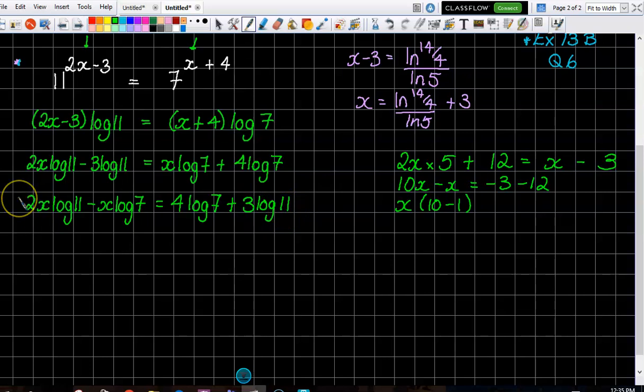So now this one here, we're going to pull out our x as a common factor. So what will go inside my bracket? I pull out the x from here. What am I left with? 2 log 11. I pull out the x from the next term. What am I left with?